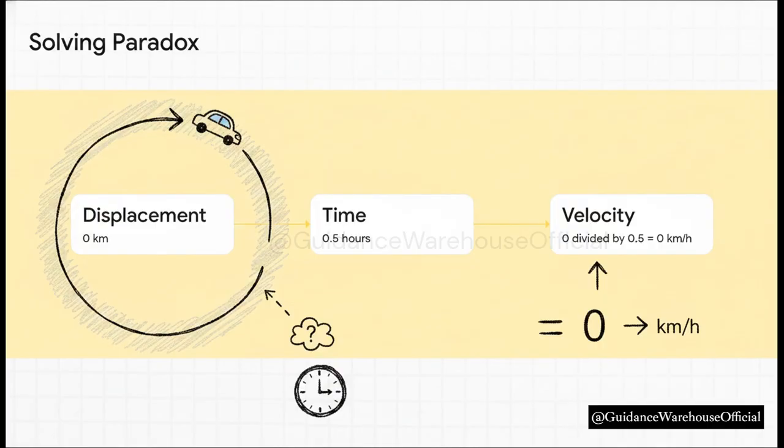Let's step through the final math. Step 1, displacement is 0 kilometers. Step 2, time is 0.5 hours. Step 3, average velocity equals displacement divided by time. 0 divided by 0.5 is, exactly, 0 kilometers per hour. Because average velocity is a vector, relying purely on displacement, any round trip that ends exactly where it started will always have an average velocity of 0. The paradox is officially solved.